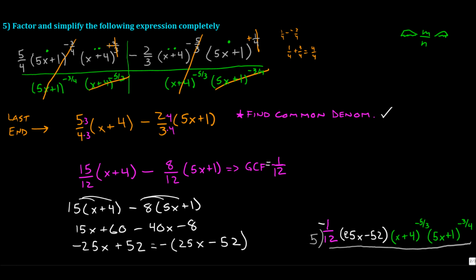That is our final answer, negative 1/12, (25x minus 52), (x plus 4) to the negative 5/3, (5x plus 1) to the negative 3/4, and we're done. Could we write this a little differently and shove some stuff in the denominator because of these negative exponents? Absolutely, but why would you want to do extra work? Leave it this way, be happy.